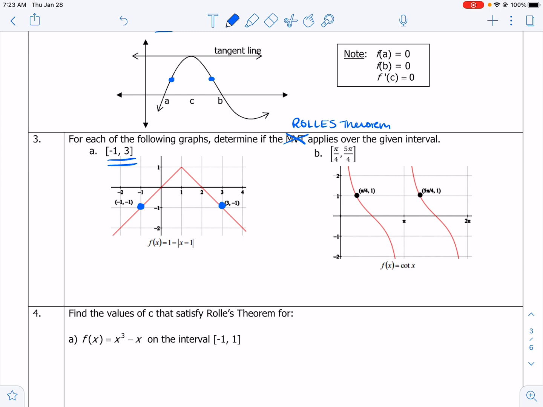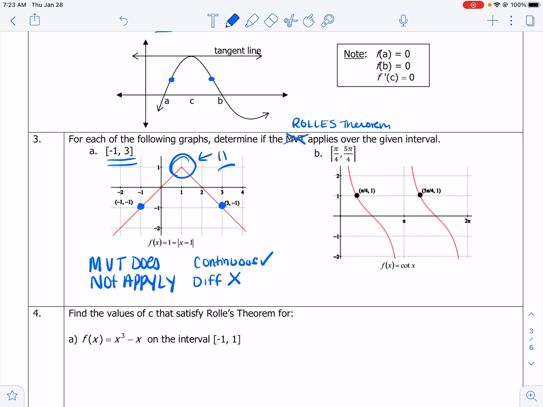So notice when I'm looking at this graph, heck yeah, it's definitely continuous, great, but then I check differentiability. Remember, this is a problem area. This is that point. This is your absolute value point. It is not differentiable on that interval. Therefore, your MVT does not apply. And it doesn't even matter, gentlemen, that the two endpoints have the same value. Doesn't matter, okay?